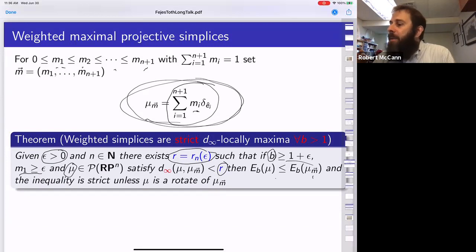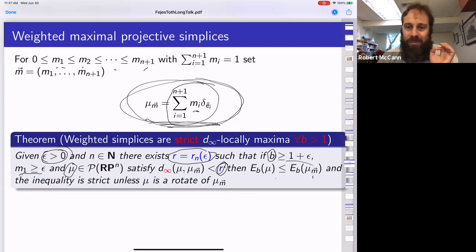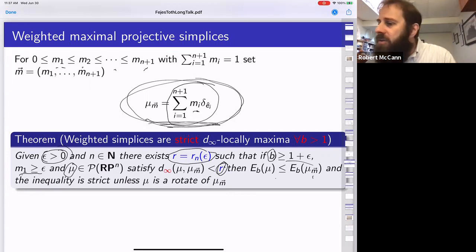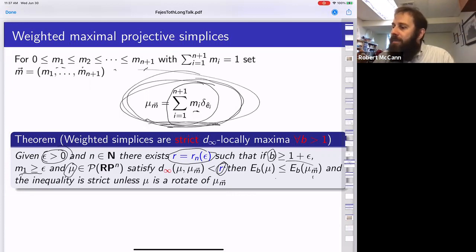And of course, this radius is like the radius of the basin of attraction on which this is a strict local maximizer, and that radius is going to degenerate to 0 if you let epsilon go to 0. So if you evaporate all of the mass on one of the components, you don't have a local maximizer anymore, necessarily. At least this argument doesn't tell you so, and I wouldn't expect it to be. Certainly it isn't in the analogous problem in Rn, which I talked about with the attractive-repulsive potentials. Okay, so we have this theorem about strict d-infinity local maxima, that even these unbalanced guys form strict local maxima on a small d-infinity neighborhood of themselves.